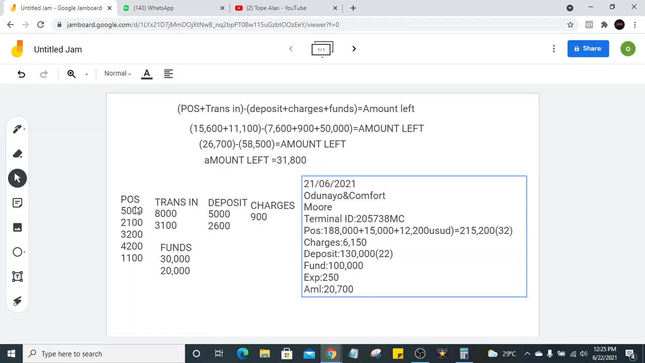The charges is you add the charges for the POS, that is for the withdrawal, and the charges for deposit. Maybe you have another service too. That is the commission she collected from the customer. So you add POS charges plus transfer in charges plus deposit charges, and that gives you the total charges there. Then funds. Funds is the total funds here, as I've said earlier. Then amount left. This is the cash she has at the end of the day. We'll see if this is what she's supposed to remit.